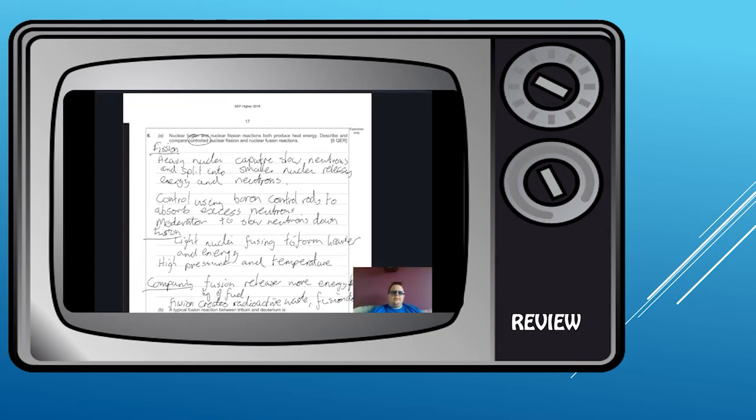What else should we include in here? I've run out of room, so I'll just talk through the rest of it. Probably you want to talk about in here that fission reactions can overheat and cause meltdowns if they're badly controlled, whereas fusion is much safer. You don't get an uncontrolled chain reaction in a fusion reaction, and they're the main points on that.